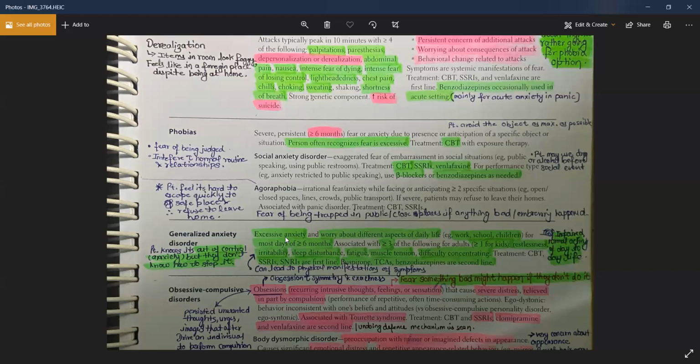A stressor could be there or could not be there. At least 3 symptoms must be present. Treatment again includes CBT as first line therapy. If not CBT, it will be SSRIs, SNRIs. Other atypical antidepressants like buspirone, TCAs, and benzodiazepines could also be used as second line therapy.